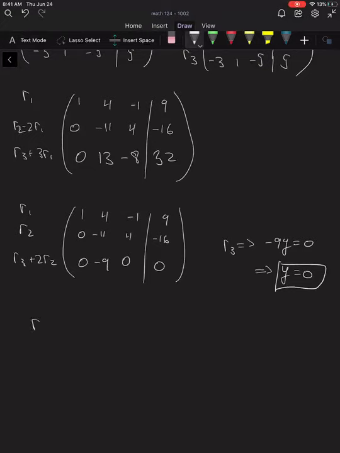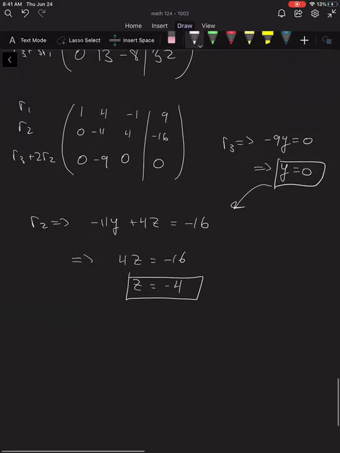But now our old row 2, what does this tell us? Well, this tells us minus 11y plus 4z is equal to minus 16. But now we know that y is equal to 0. So minus 11 times 0 is 0. So we have 4z is equal to minus 16. So z is equal to minus 4.